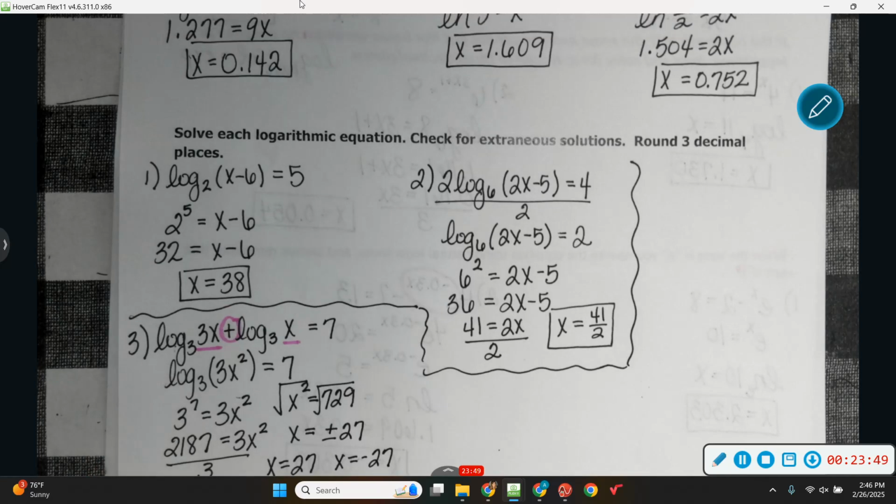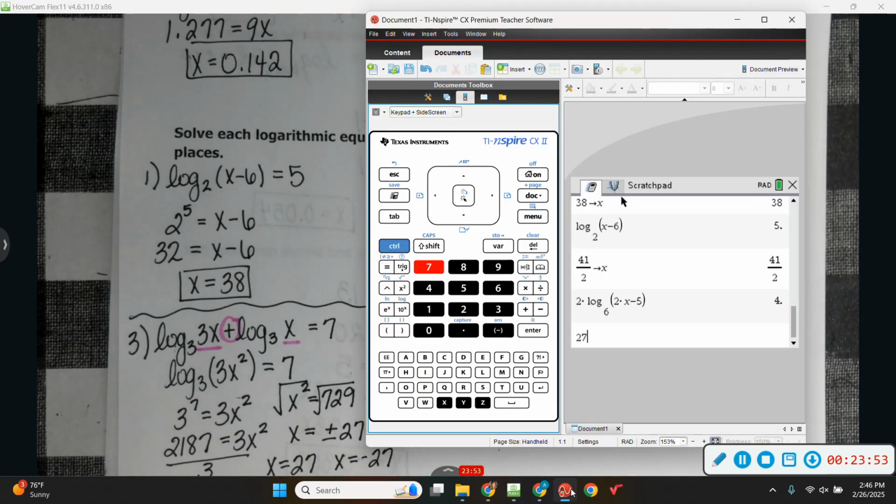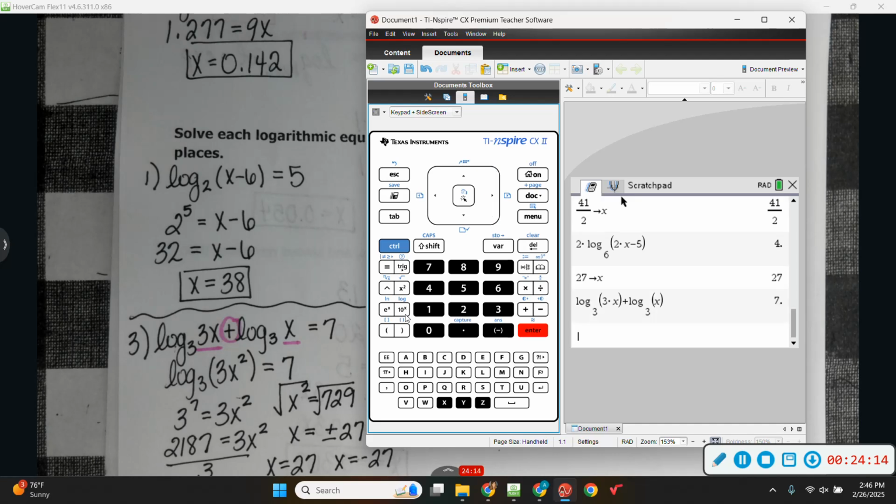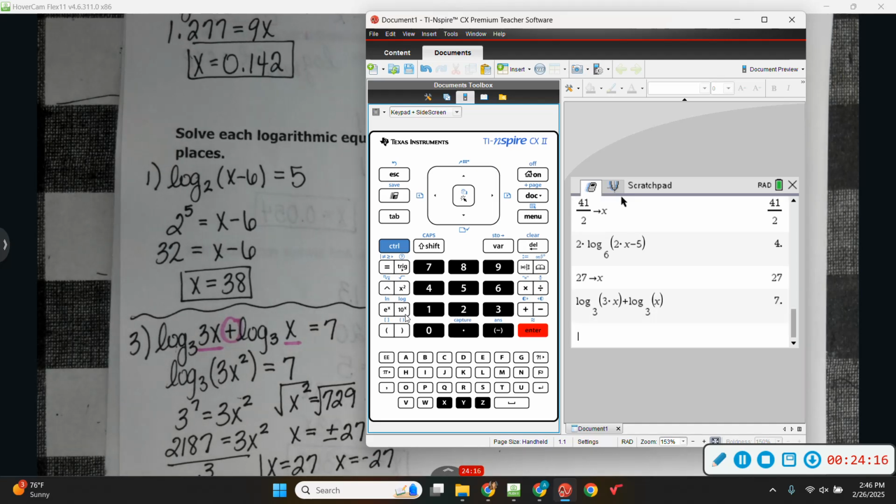So when I check these in my calculator, I have 27 store for x. And so I have log base 3 of 3x plus log base 3 of x. That gives me 7. So x equals 27 is good.